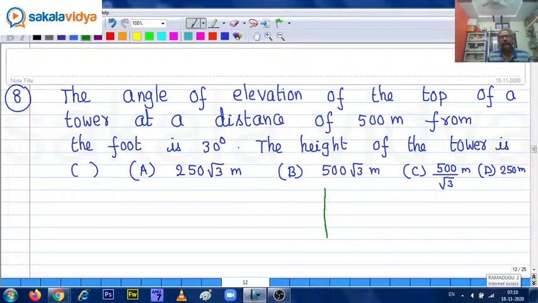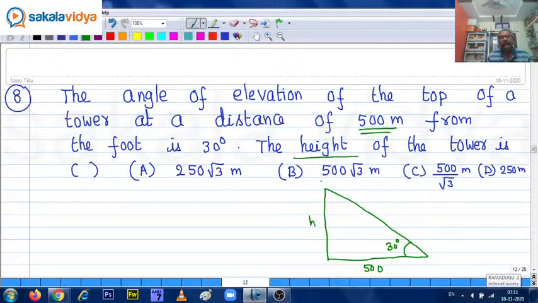So this is the tower. From the foot of the tower, the point of observation is 500 meters. The angle of elevation of the top of a tower at a distance of 500 meters from the foot is 30 degrees. This is 500. So now the height of the tower. This is the height of the tower, say ABC.